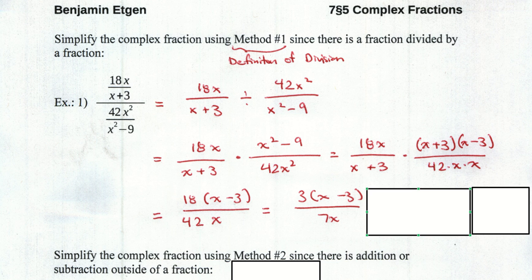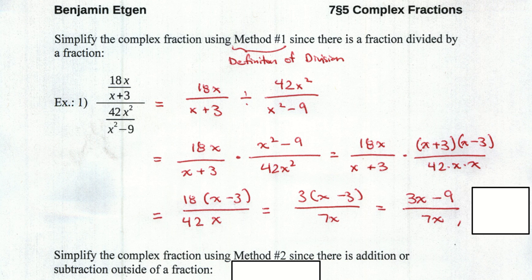Now, this is a fine form of the answer, but it still has parentheses in it, so we might want to clean those up by doing some distribution. So 3 times x gives us that first term, 3x. 3 times negative 3 gives us the negative 9. Now we did cancel a variable from the denominator. There's still an x downstairs, so that's already preventing x from being 0.